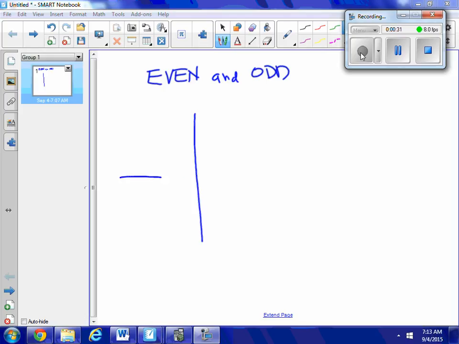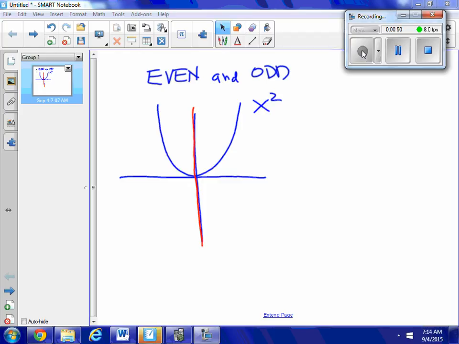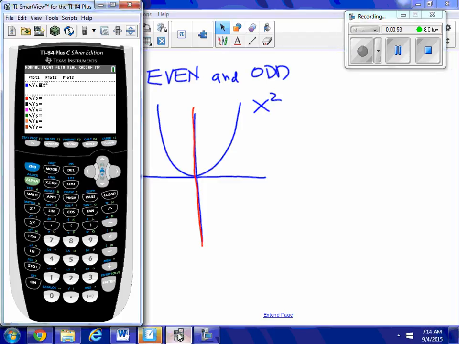So I like to start with even functions. My favorite even function is this one right here, the function x squared. And graphically, the thing to notice about an even function is that it reflects perfectly across the y-axis. So that's my hand-drawn characterization of the graph of x squared. Let's see what it looks like on the calculator. Okay, so there's the graph of x squared on the calculator.